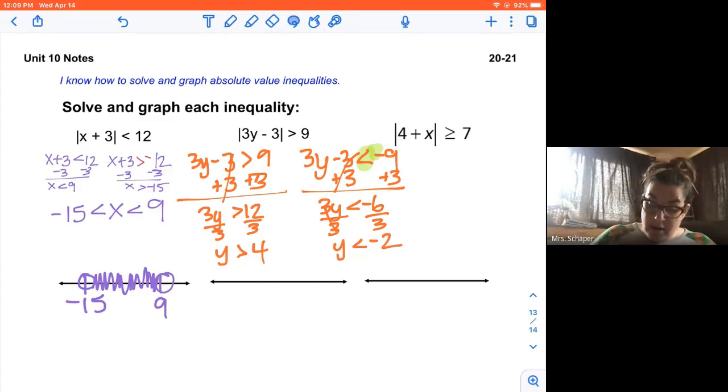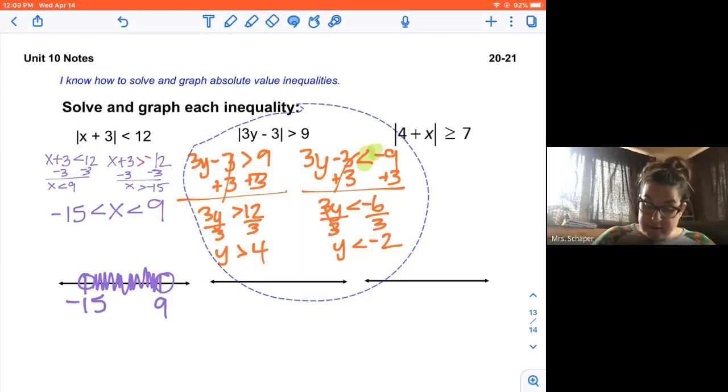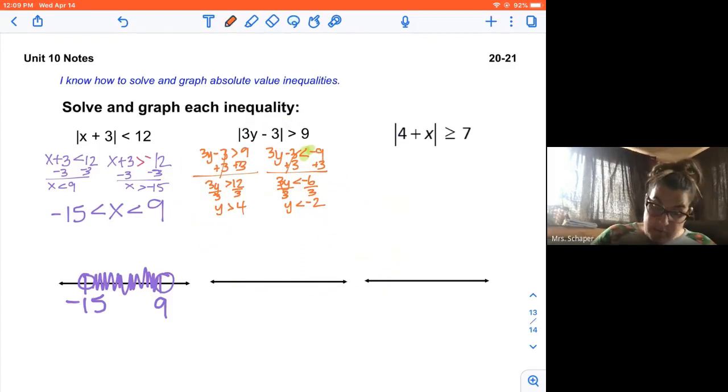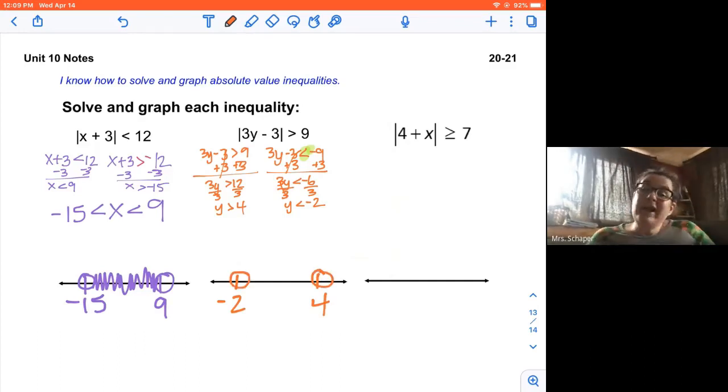From here, I'm going to then graph it. Lesser number to the left, greater number to the right, open. Okay, now I've got to figure out how to graph it. Y is more than 4, so y is more than 4 goes this direction. Y is less than negative 2 goes that direction.